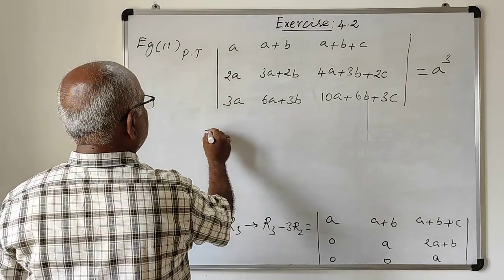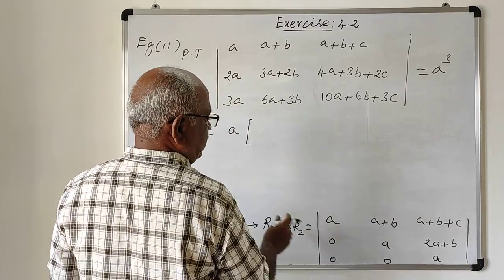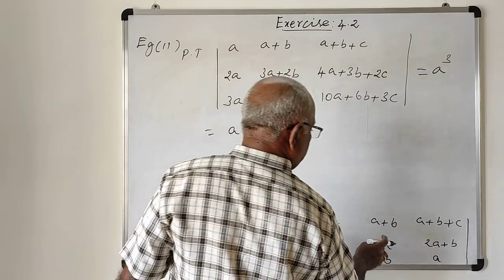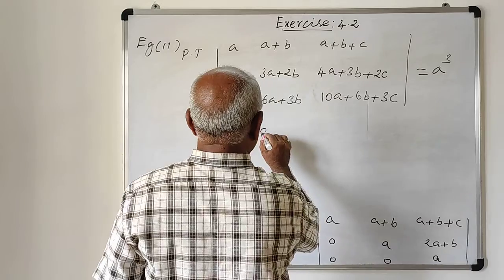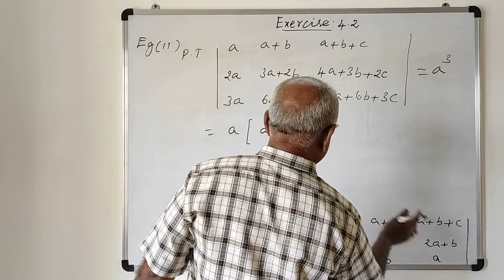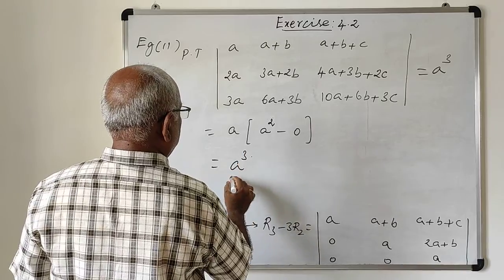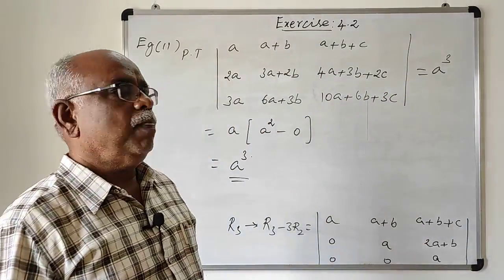Expand the determinant. a into first row, using first row expansion: a into a square minus 0 into a, which is 0. a square into a is a cube. This is the right hand side. That's all about the problem.